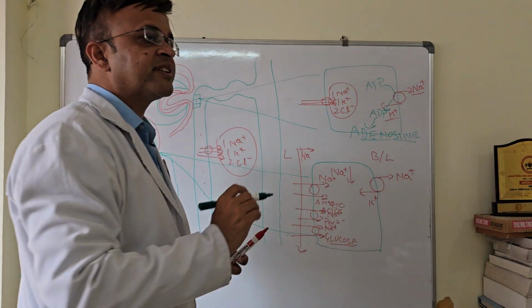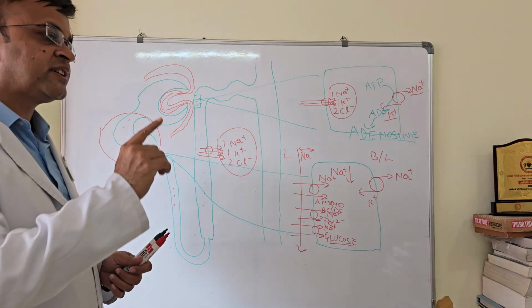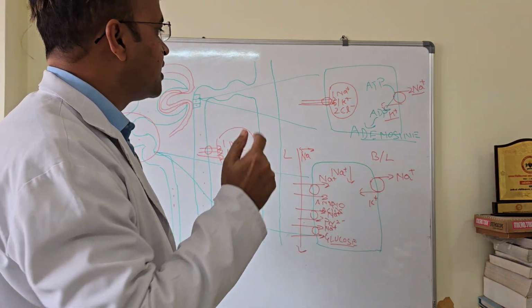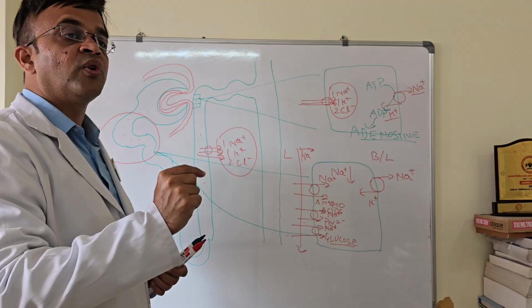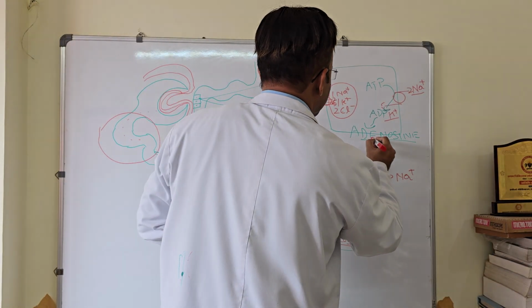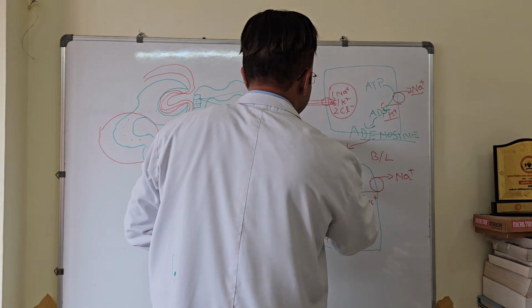Now this adenosine is an interesting substance, right? It causes vasodilation in our coronary circulation and our cerebral circulation, but it causes vasoconstriction in renal arteries, afferent arteriole. So it is going to cause vasoconstriction.